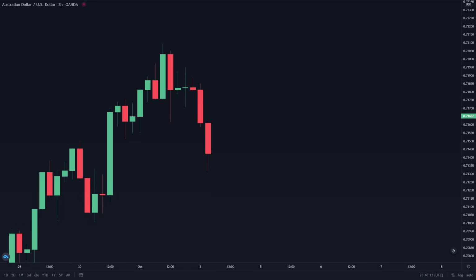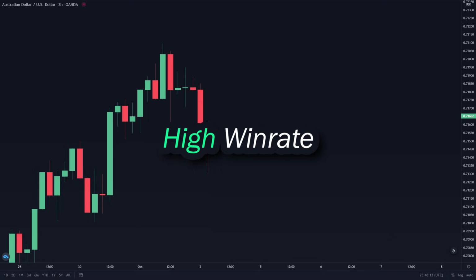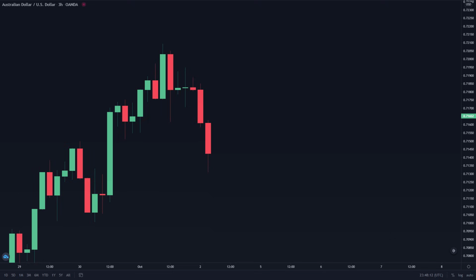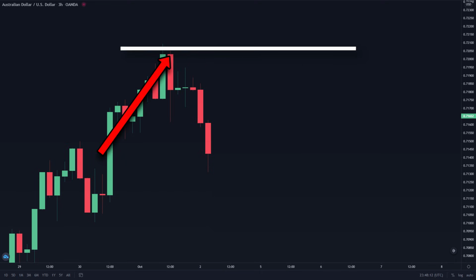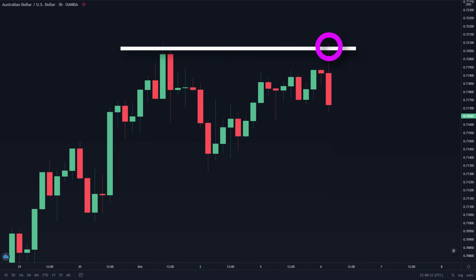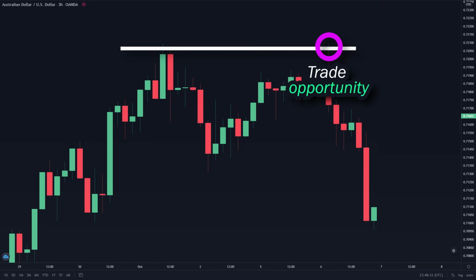It's because once an area of support or resistance has been identified, it can serve as a potential high win rate trade opportunity. Like in this example, in this chart, we can spot that there's an area of resistance here, as prices went up to this level and reversed downwards. So the next time price hits this level again, there's a high chance that it's going to reverse downwards again. And so this can be a possible trade opportunity. So that is why support and resistance is very important.